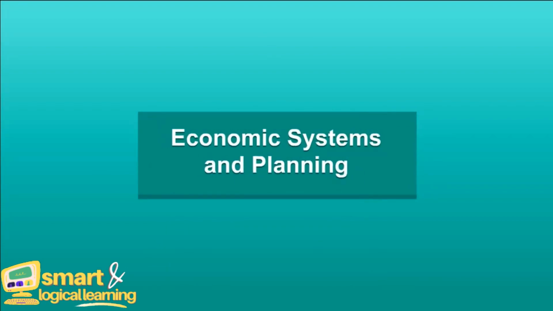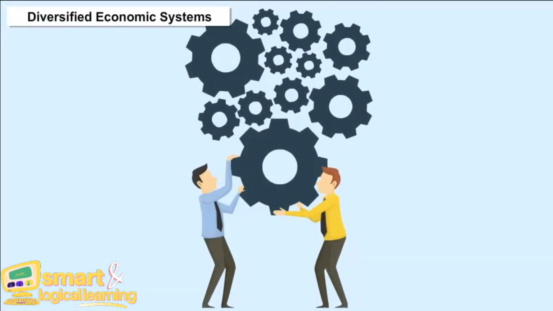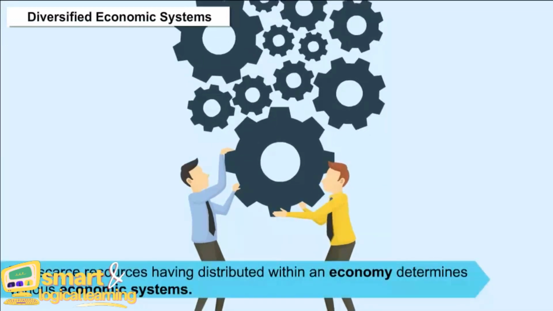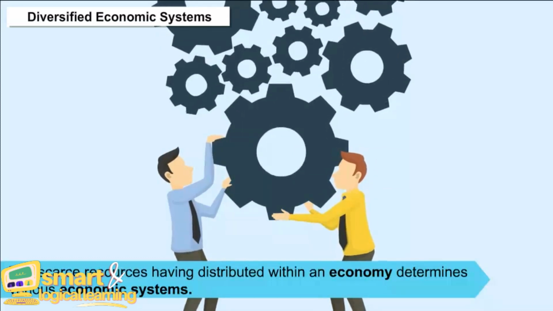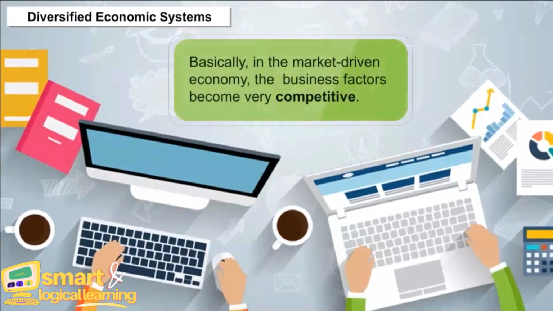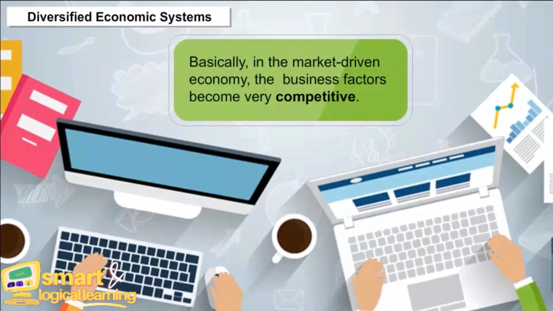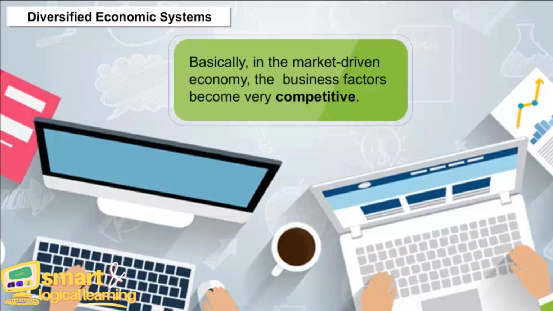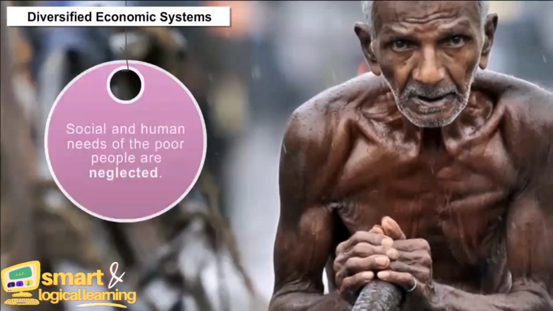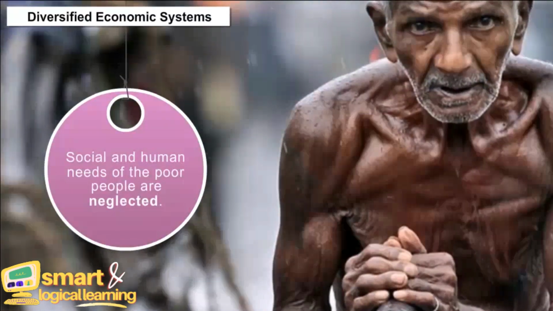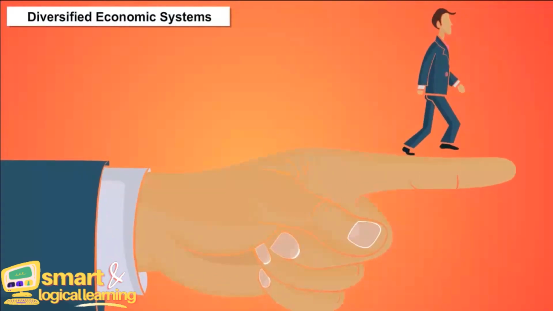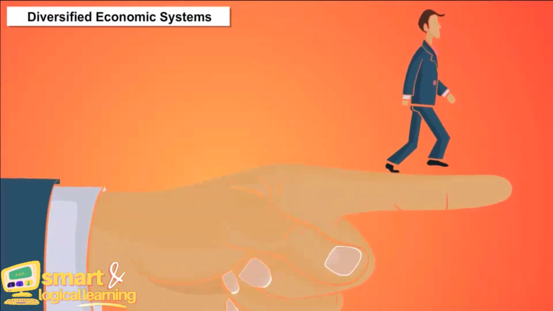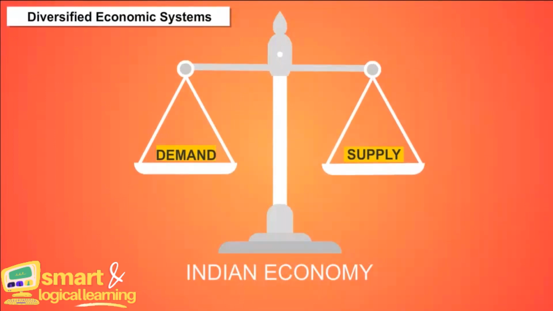Economic systems and planning. Diversified economic systems. The scarce resources distributed within an economy determine various economic systems. Basically, in the market-driven economy, the business factors become very competitive, and thus the social and human needs of the poor people are neglected. Secondly, in the command economy, the government owning the means of resources fails to maintain the supply and demand cycle in its natural way.